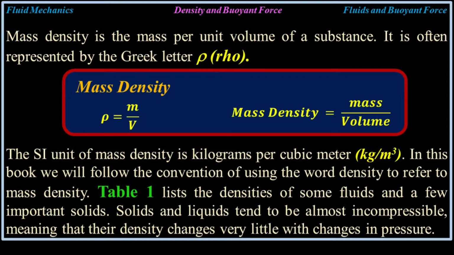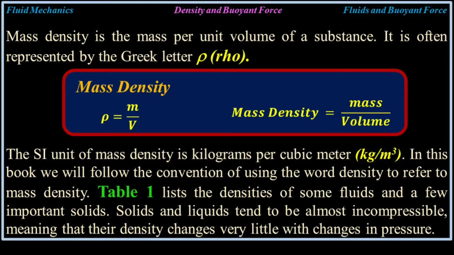Mass density, mass over volume. The SI unit of mass density is kilograms per cubic meter. In this book, we will follow the convention of using the word density to refer to mass density. Table 1 lists the densities of some fluids and a few important solids.